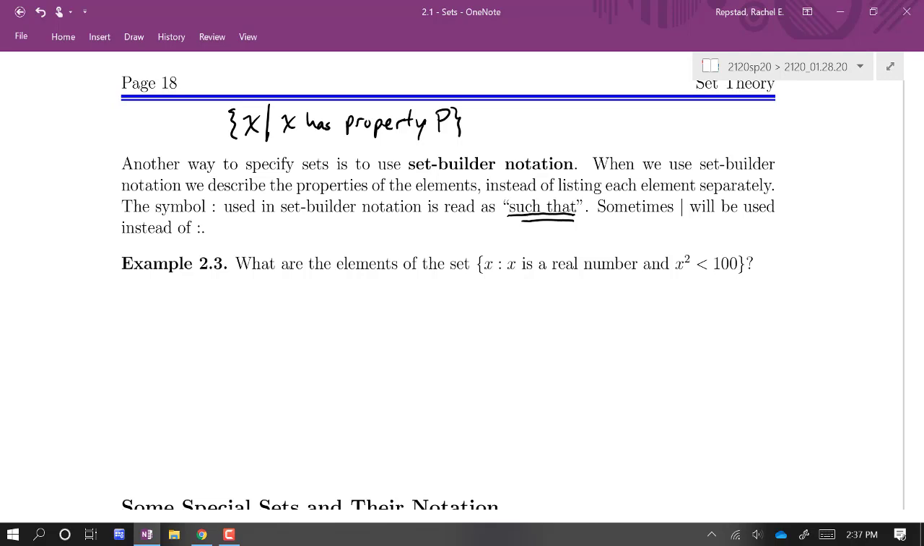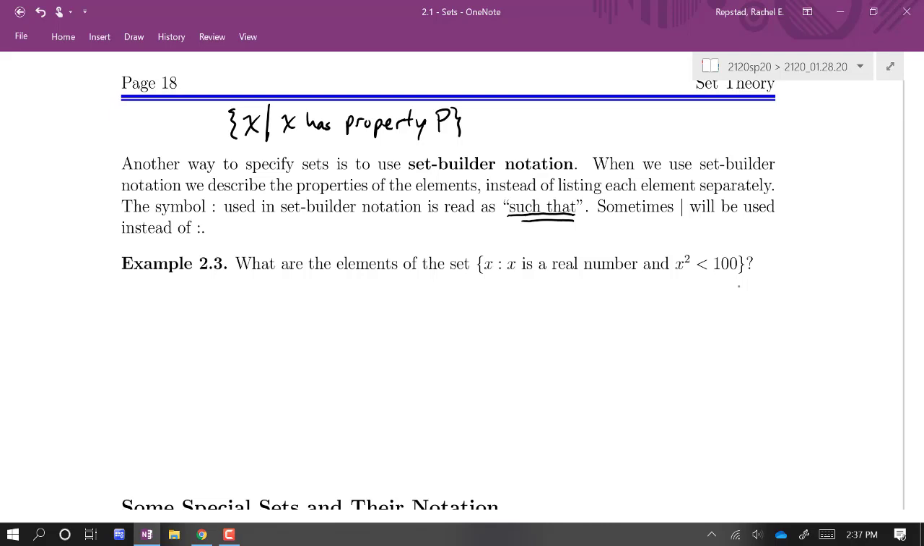Anything that is less than 100 when you square it. Yep, so perfect. We've kind of reworded the description here. Can we be more specific? Like, explicit about what those numbers are?